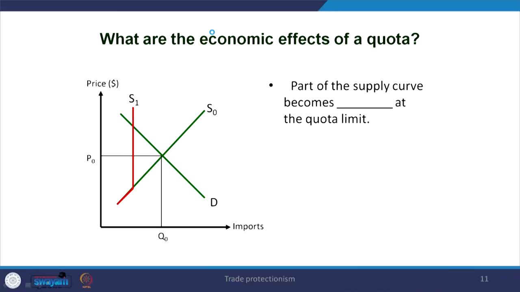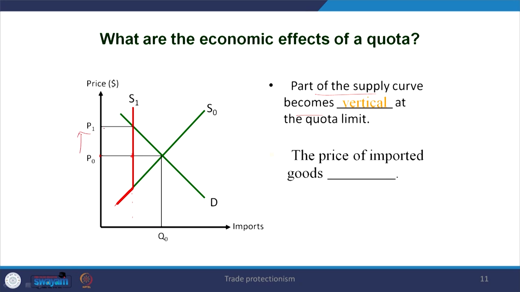We have demand and supply. What is presented here is import quota with a caveat. Part of the supply curve becomes restricted, or vertical, since a quota limit is imposed. Since it is vertical, beyond this you are not allowed to import. So, the price of imported goods is now higher than the equilibrium price here, and this price gets increased. Why does the price get increased?